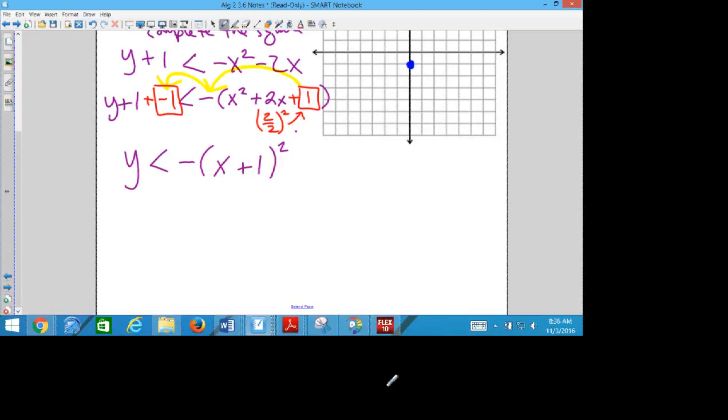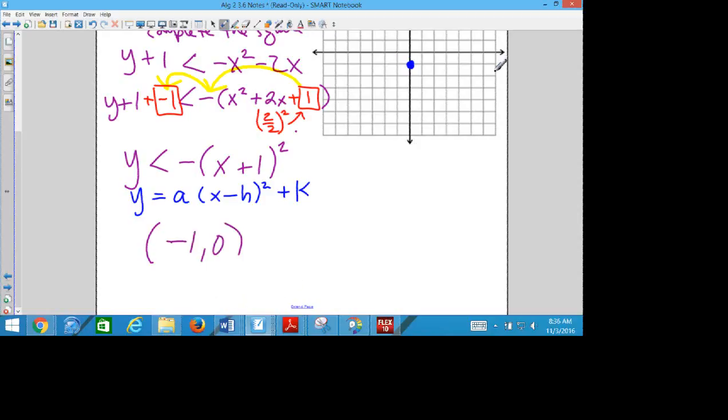And then to finish putting it in vertex form, usually there's something left over with y that we put back over in the other side, but it's 0, so this is vertex form. So reminder, vertex form is y equals a (x minus h) squared plus k. What is our vertex? -1, 0. Yeah.